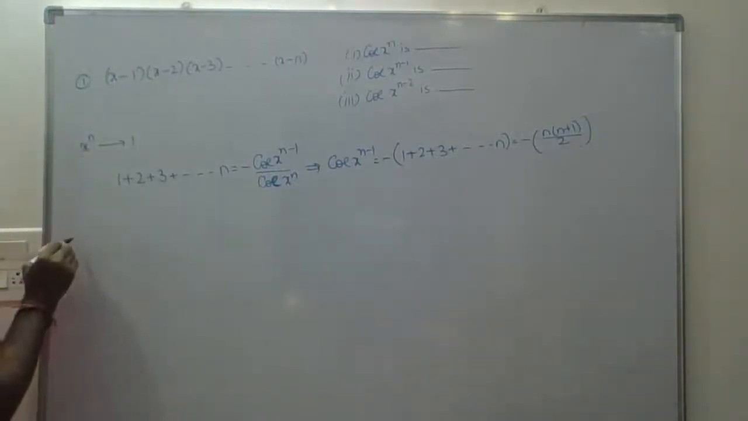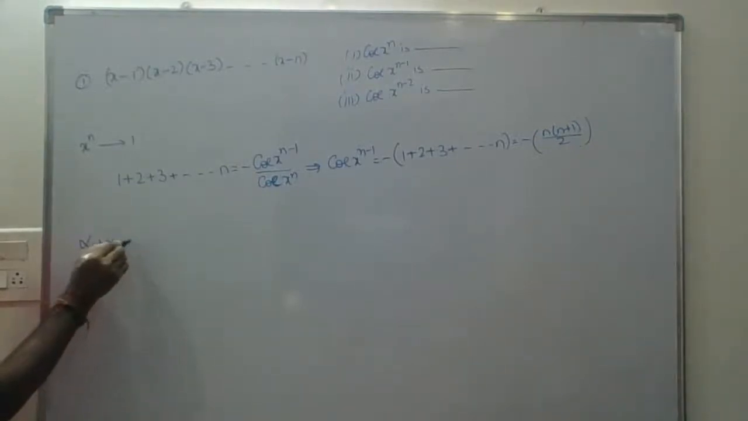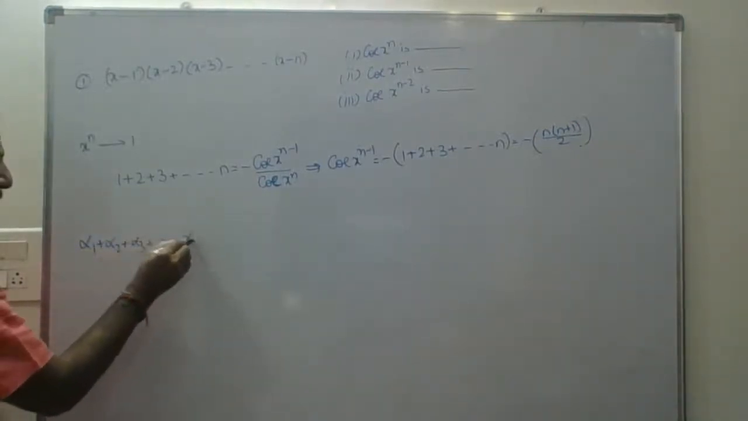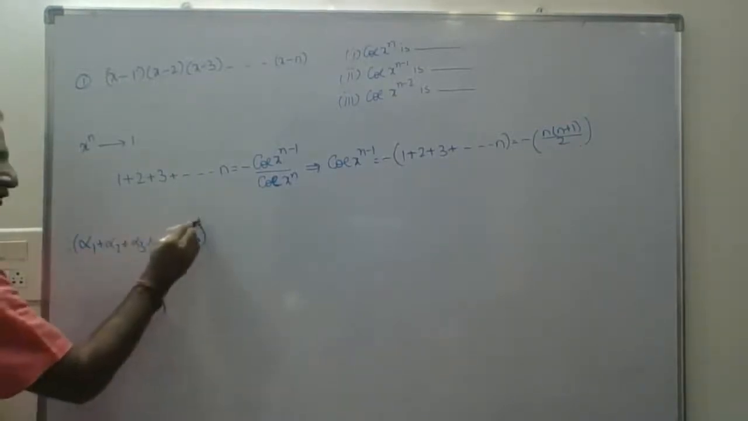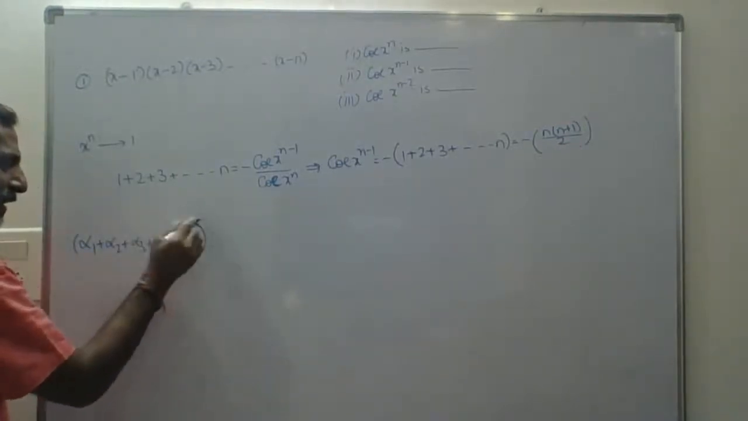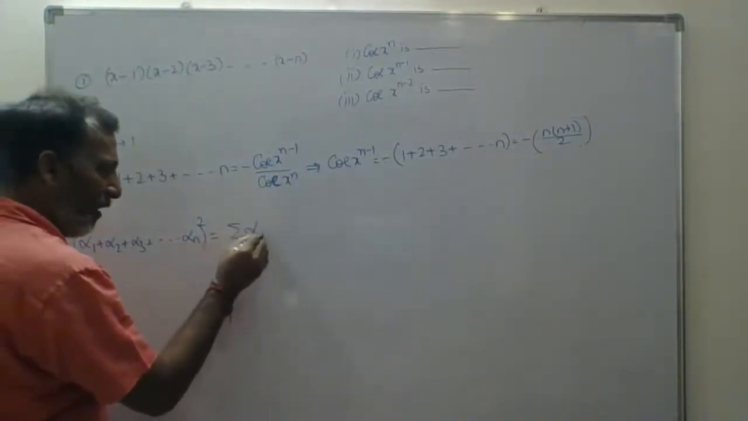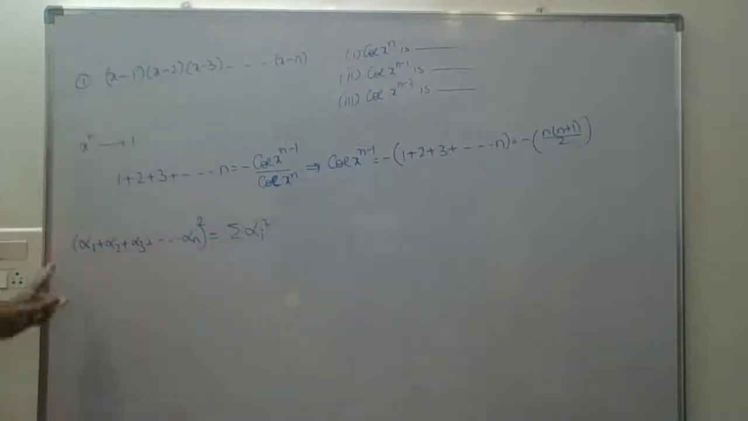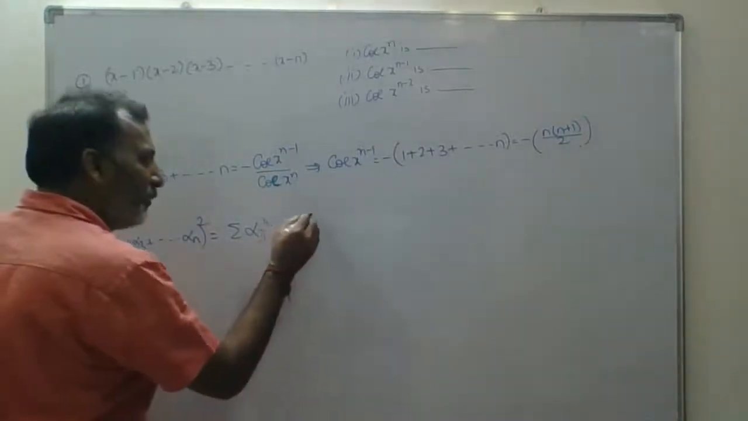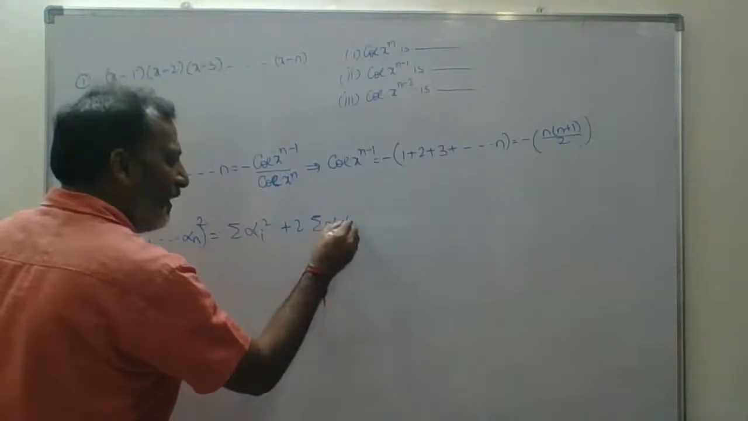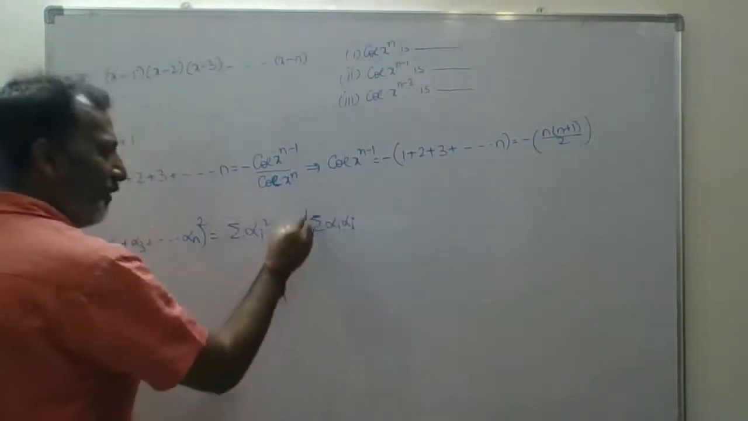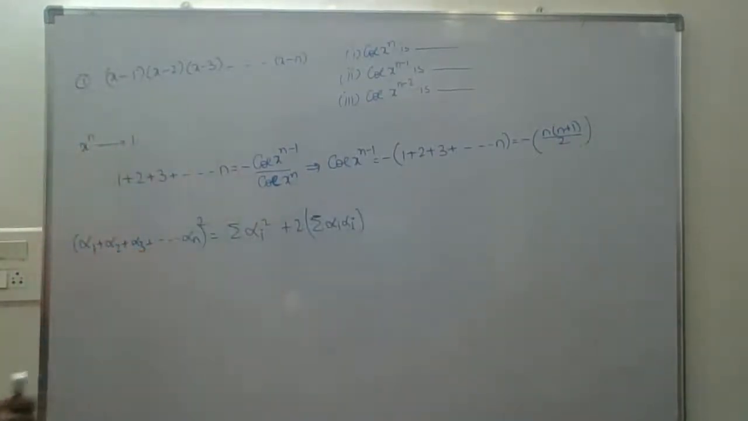See, before going to the third one, I am writing a formula for you, look. alpha 1 plus alpha 2 plus alpha 3 plus so on up to alpha n whole square. Okay, if we expand this, what do we get? Sigma alpha i square. That is, alpha 1 square plus alpha 2 square plus alpha 3 square plus so on up to alpha n square plus 2 into sigma alpha i alpha j.